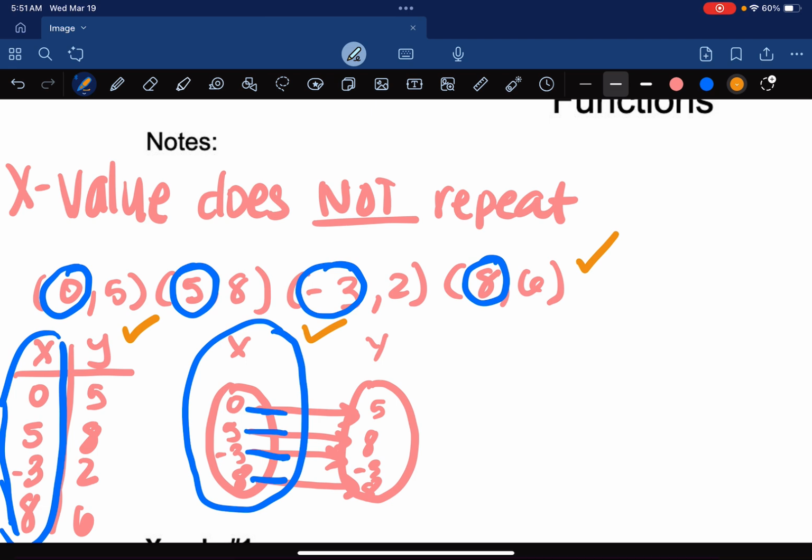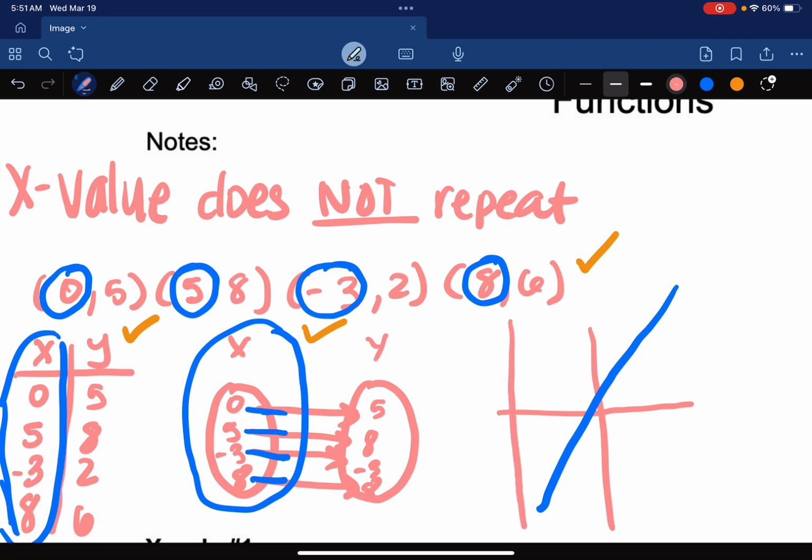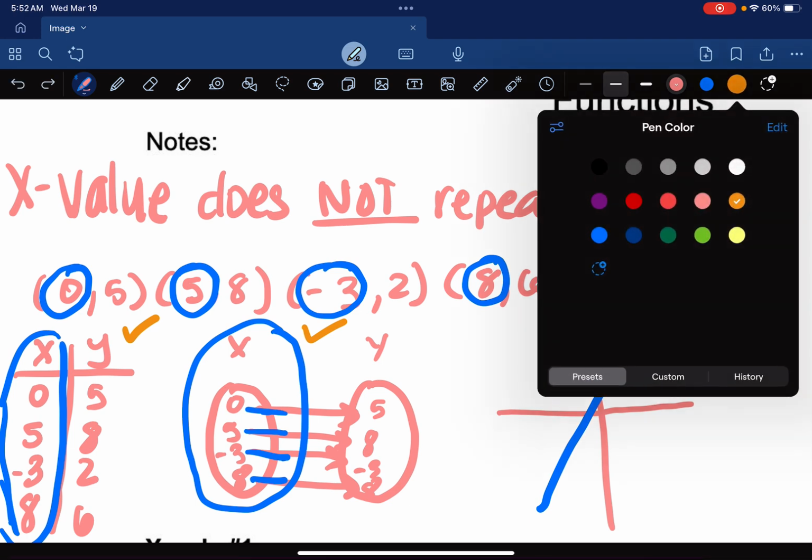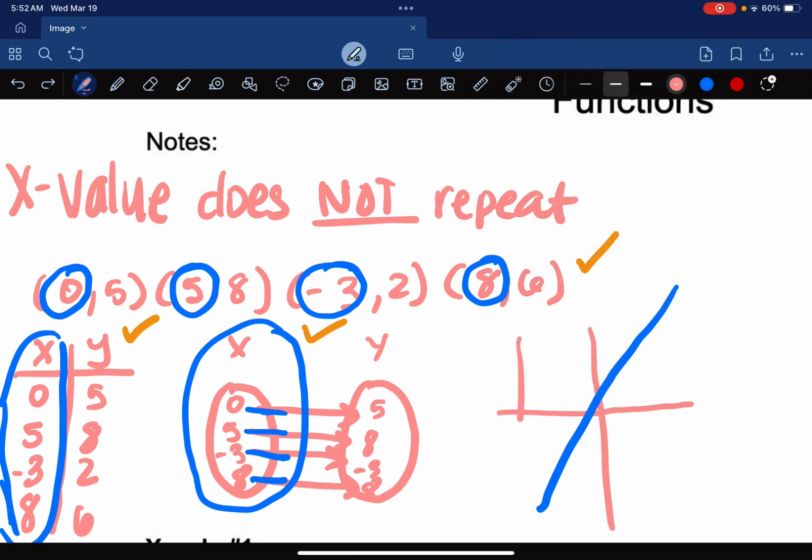Okay, the fourth way that you will see a function question asked is with a graph. So with a graph, we want to do something called the vertical line test. Meaning we are going to draw vertical lines. Actually, let me do that in a different color. We're going to draw vertical lines on this graph.